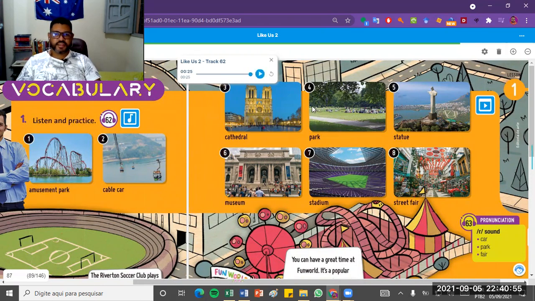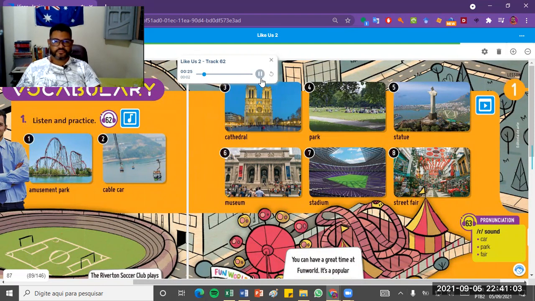So let's listen again and now practicing. Unit 8, Lesson 1, Track 62. Amusement park. So amusement park, amusement park. Cable car. Cable car, Cathedral. cathedral, Park. park, Statue. statue, Museum. museum, Stadium. stadium, Street fair. street fair.